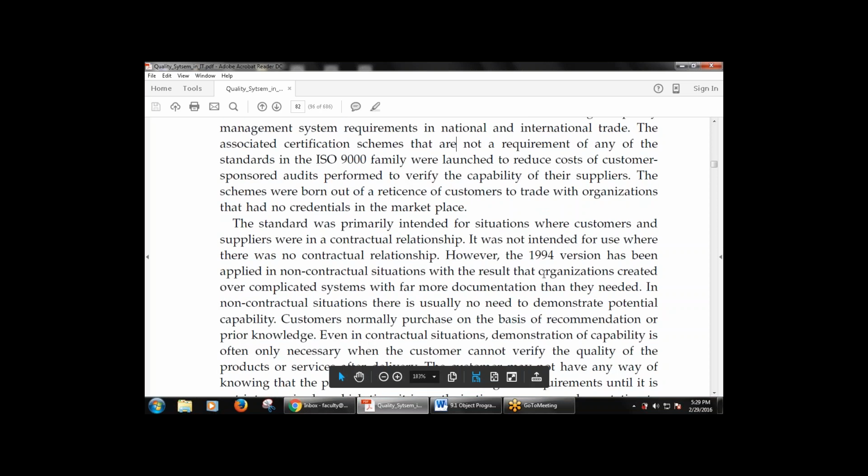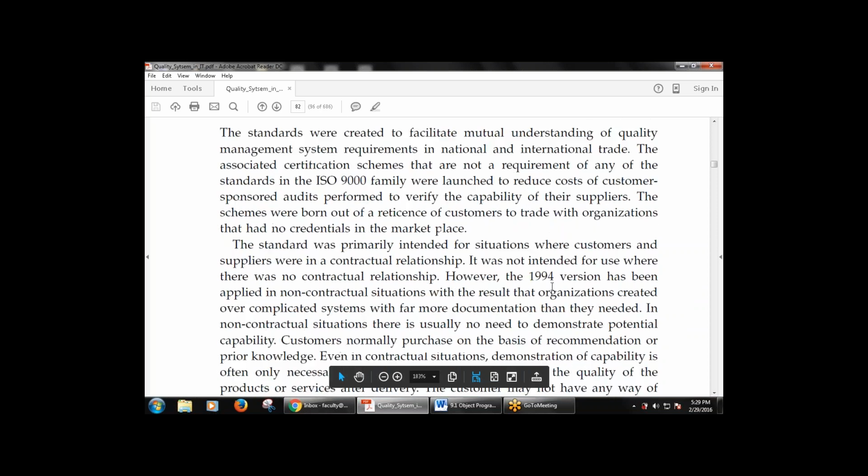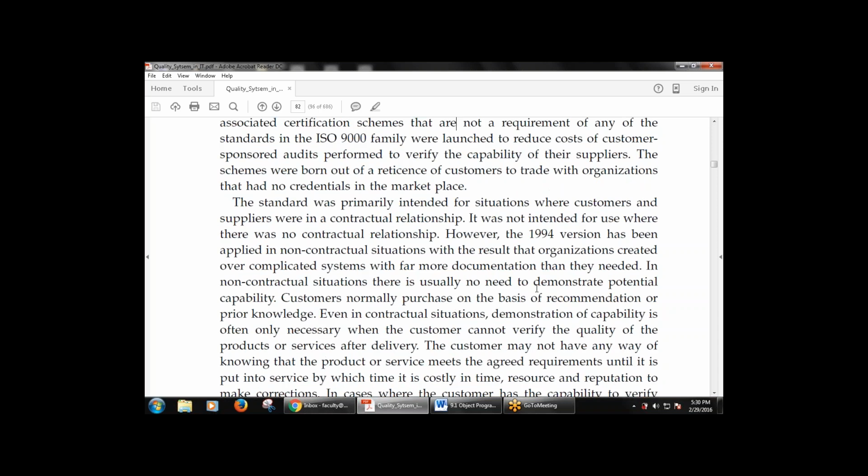So this is the theory. That means the ISO 9000 standard is used for situations where there is no need to demonstrate the potential capability. There is usually no need to demonstrate the various potential capabilities, as customers normally purchase on the basis of a recommendation or prior knowledge.